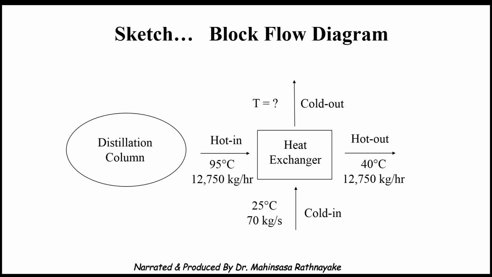According to the problem statement, hot methanol stream enters the heat exchanger at 95 degrees Celsius with a flow rate of 12,750 kilograms per hour. The methanol stream is in vapor state and it must be condensed and cooled down up to 40 degrees Celsius. The cooling water enters at 25 degrees Celsius with a flow rate of 70 kilograms per second. And the cold water outlet temperature is unknown.